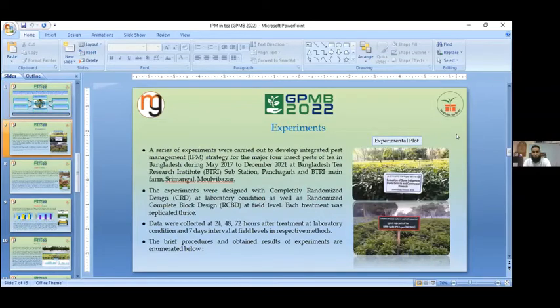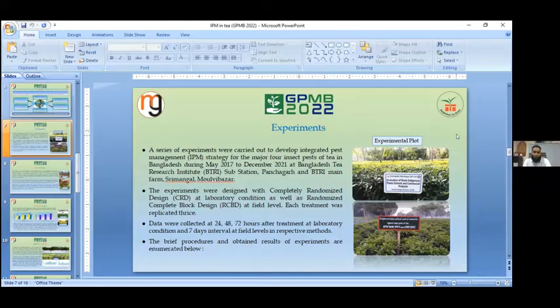So a series of experiments were carried out to develop an integrated pest management strategy for the major four pests of tea in Bangladesh during 2017 to 2021 at the Bangladesh Tea Research Institute, substation, and main farm also. The experiments were designed with a completely randomized design in laboratory condition as well as a randomized complete block design at field level, and each treatment was replicated thrice.